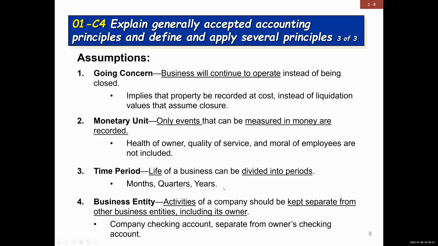And number three is the time period assumption. The life of a business can be divided into periods. And we'll see that. Oftentimes, businesses will prepare monthly financial statements. They want to know how much money they made each month. But they can also do it in quarters, which would be in 3 months increments, or in years.